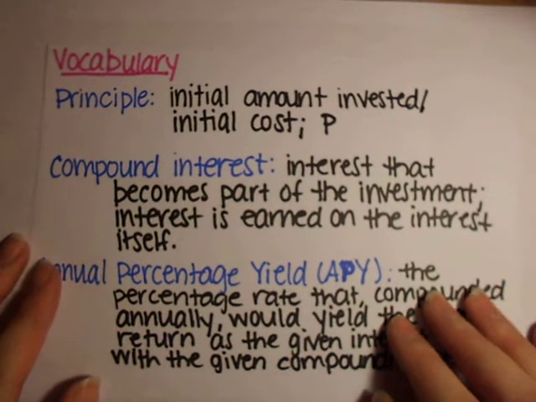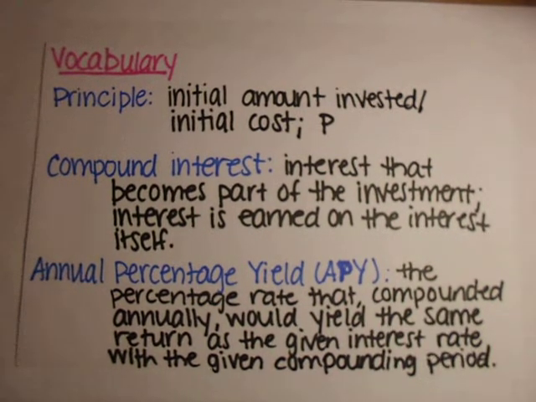The principal is the initial amount invested or the initial cost and is denoted by P. Compound interest is interest that becomes part of the investment, or interest that is earned on the interest itself. Annual percentage yield, or APY, is the percentage rate that, compounded annually, would yield the same return as the given interest rate within the given compounding period.